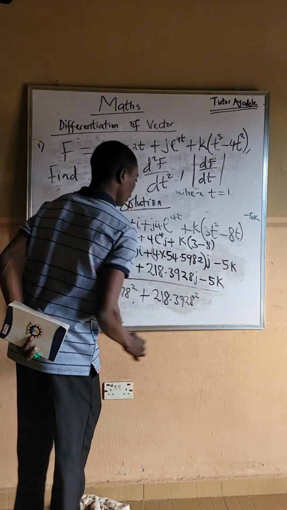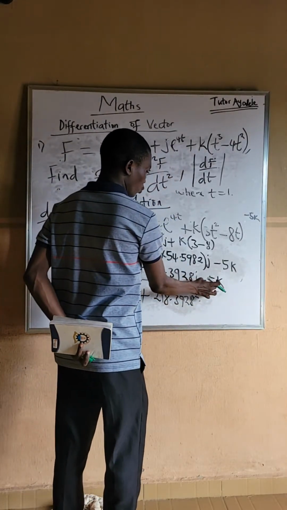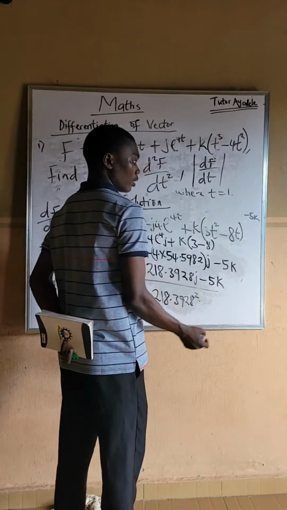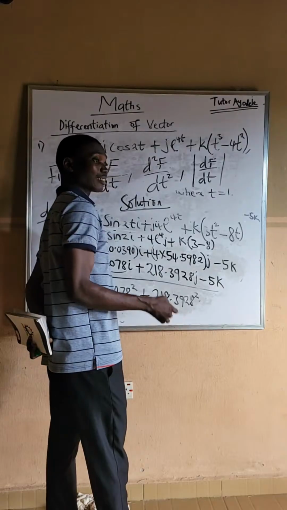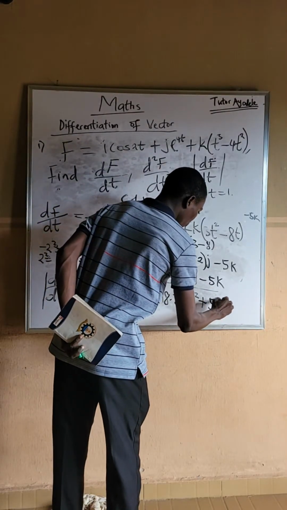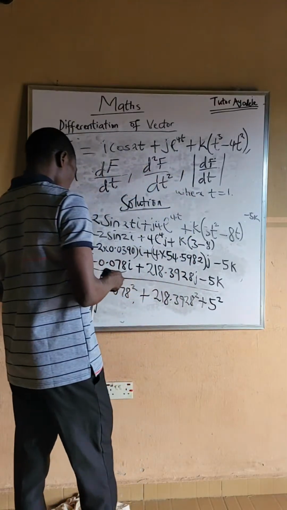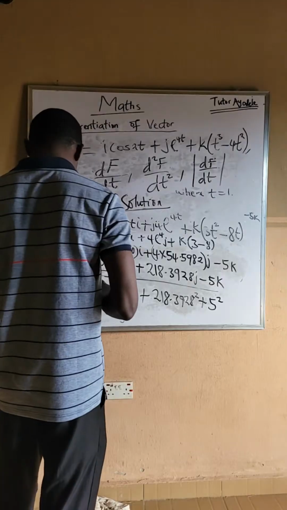218.39228 square. You don't need to put this minus, you don't need to put minus 5 square. Since 5 is squared, it will still give you a positive answer. The answer will still be positive. So you can just say plus 5 square. I believe from here you can be able to finish it.